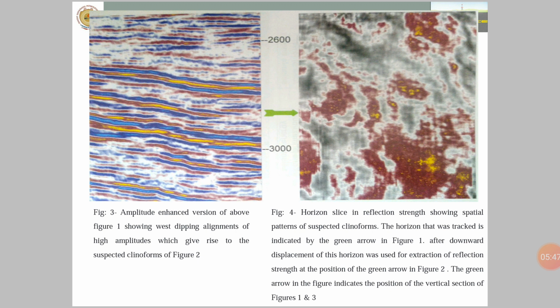As we see this diagram, we can understand that there is a four-way closure to the southeast of this horizon slice, and then there are two nosing features, one on the northwest and one on the southwest.